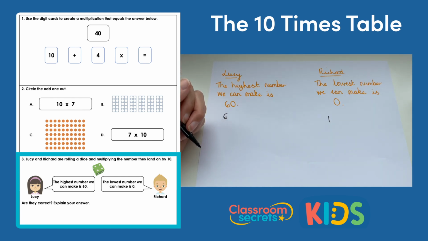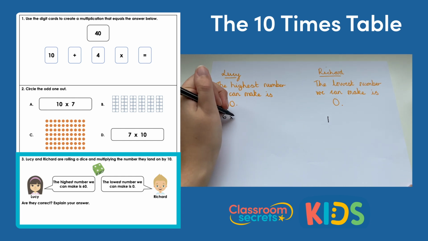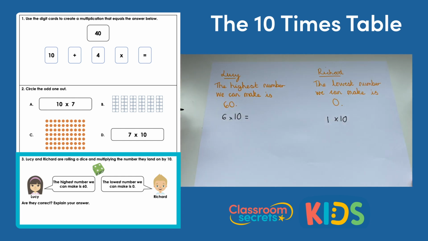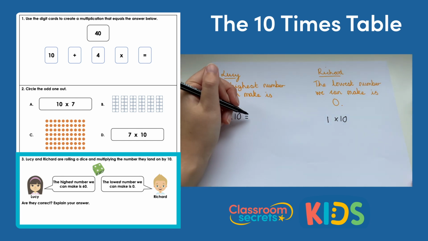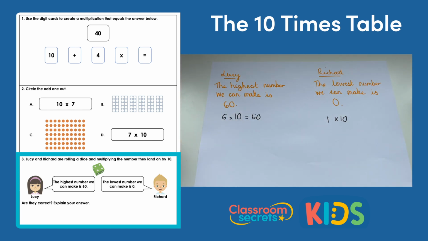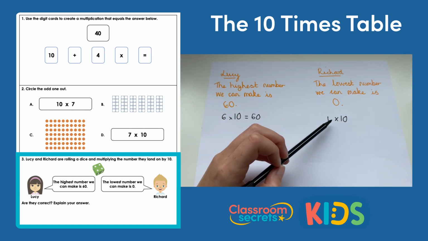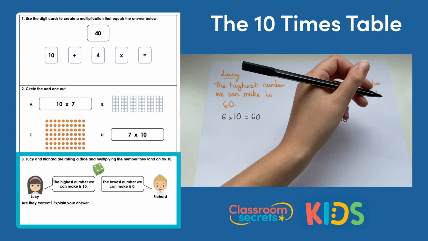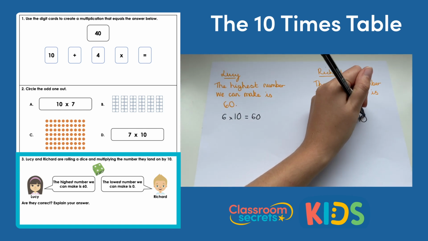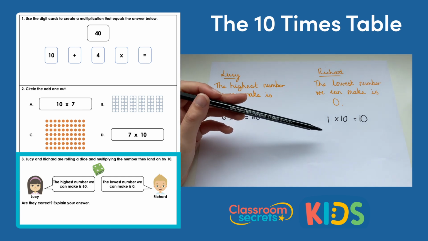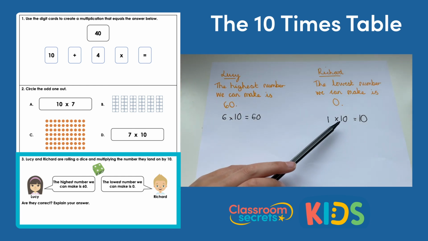If Lucy and Richard are multiplying their numbers by 10, Lucy is correct, because 6 times 10, or 6 jumps of 10, is 60. 10, 20, 30, 40, 50, 60. Now for Richard though, the lowest number we can make is 1. And we know that 1 multiplied by 10, or 1 jump of 10, is 10. He said the lowest number is 0, so he is incorrect. The lowest number they can make after multiplying by 10 is 10.